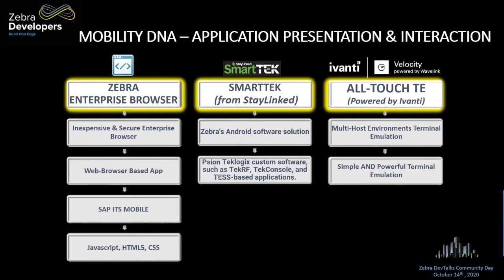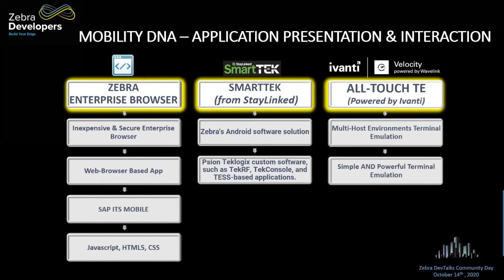There's the Zebra Enterprise Browser, SmartTech from StayLinked, and AllTouch TE powered by Avanti. The Enterprise Browser is Zebra technology, that's our intellectual property. SmartTech is a resale arrangement we have with the StayLinked company. And we partner with Avanti to package Velocity under our own brand name called AllTouch TE.